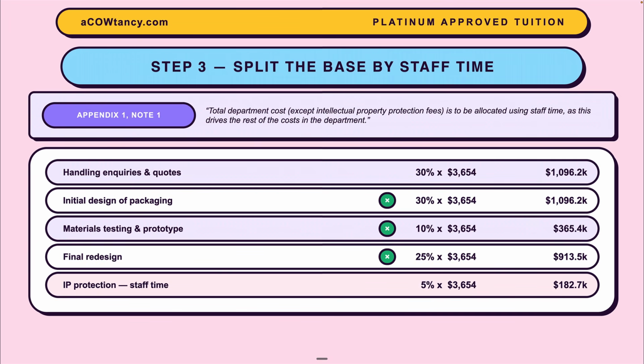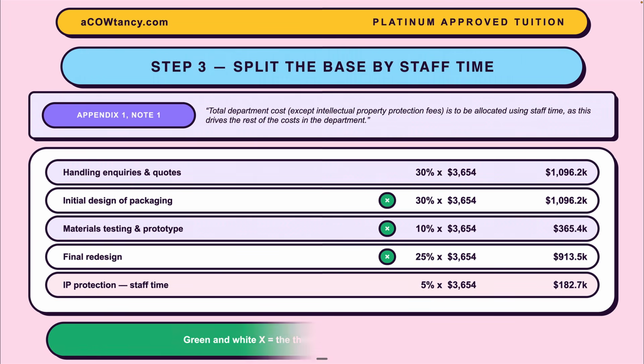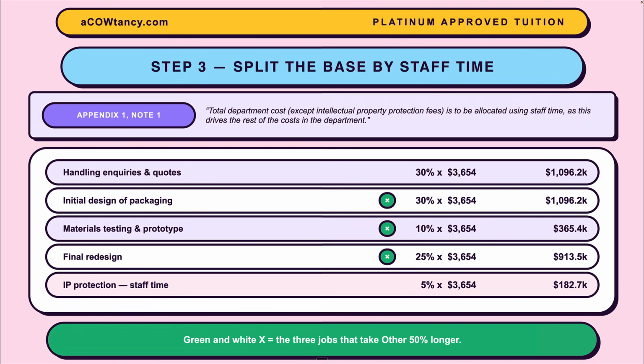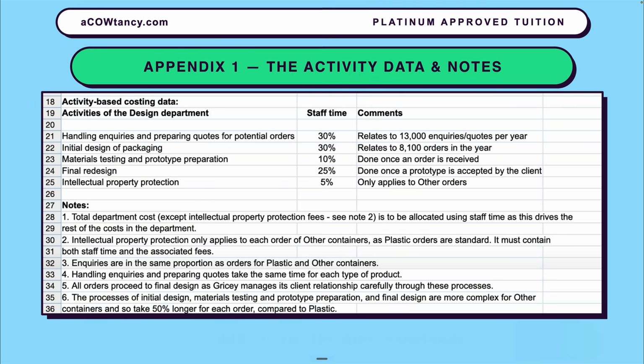So we've got 3654 to split up. Now that 3654 is the original minus the 221. And we're splitting it up by 30%, 30%, 10%, 25% and 5% because that's what it says causes the time. But then you think, what are those green crosses or white crosses? They're the ones that take 50% longer in other. So we've got to deal with that somehow. That's the idea so far. We've split up the 3654 into all the different ones, but we've got to deal with the 50% more as well.